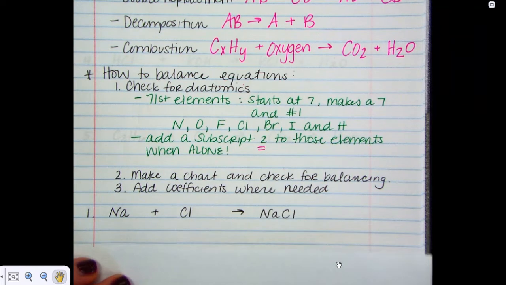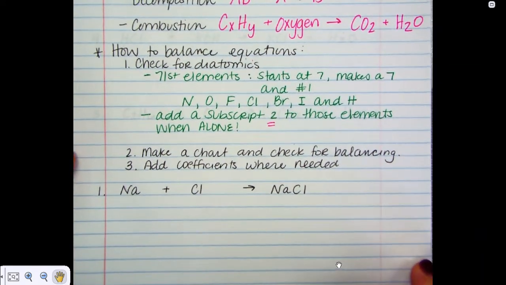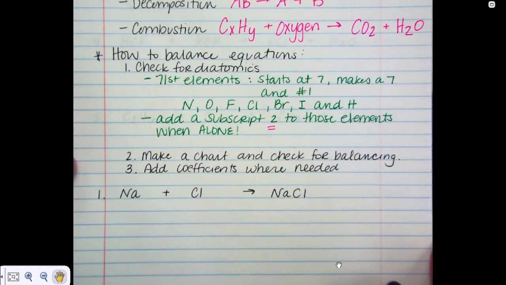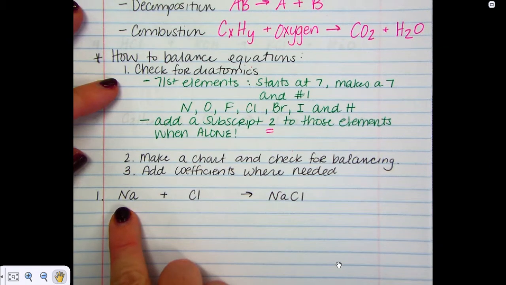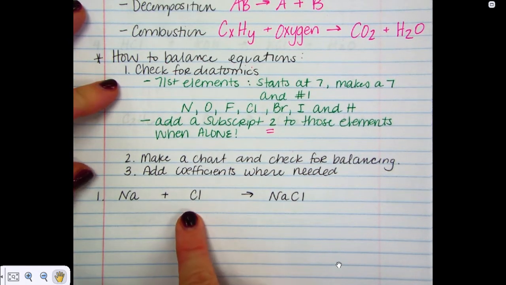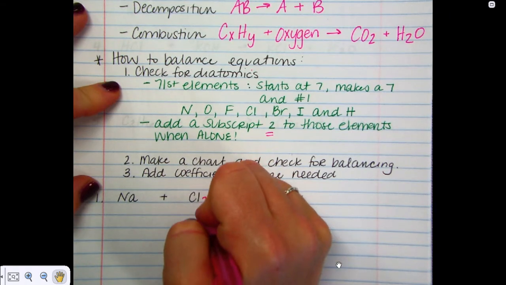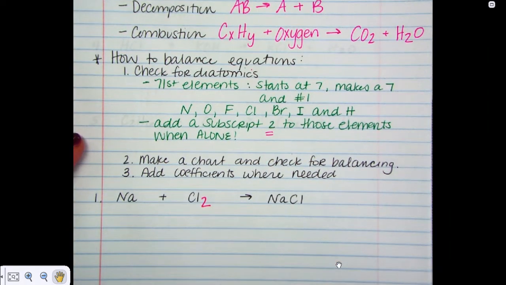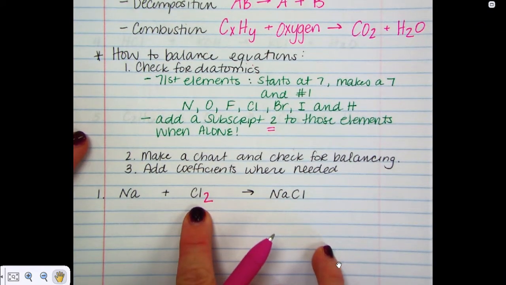All right, so let's look at this first one here. So I have Na plus Cl2 gives me NaCl. So step 1, check for diatomics. Sodium, not a diatomic, but chlorine is. Okay, it's on our list. So I'm going to place a 2 subscript on the chlorine. I would not do it over here because chlorine is not by itself. I'm only going to do it here where chlorine is by itself.